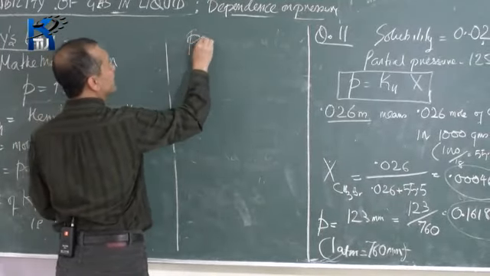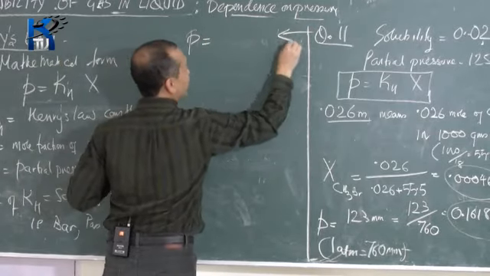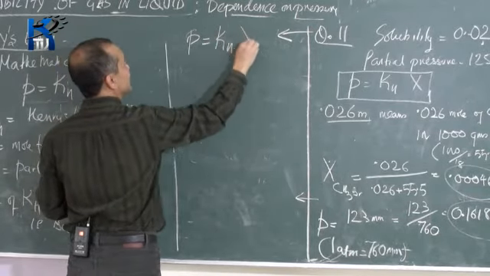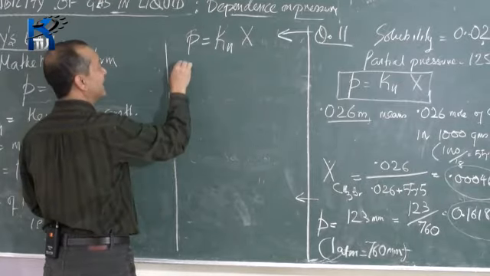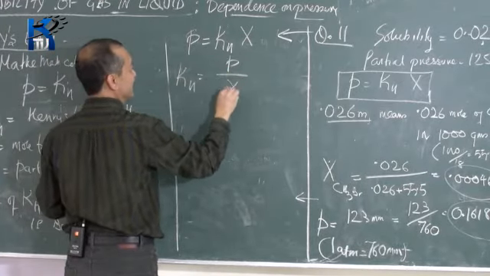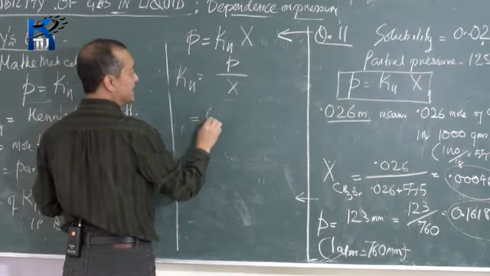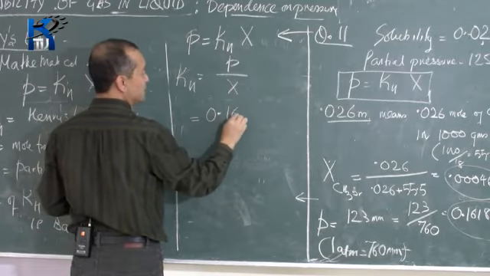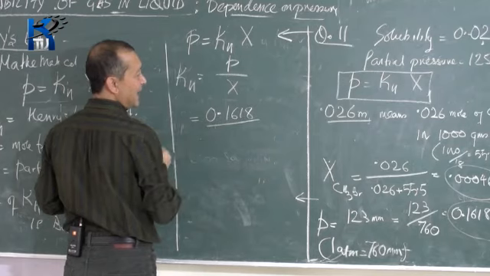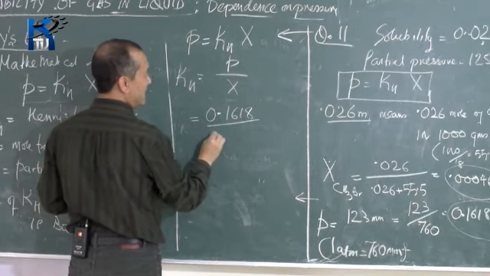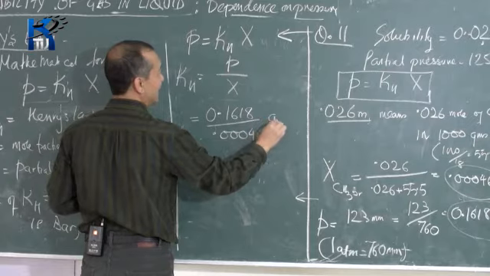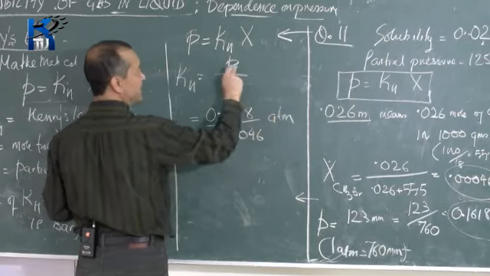So P is equal to KH into X, and KH is equal to P upon X. Now, what is the value of P? The value of P is 0.1618 divided by the value of X, which is 0.00046. And the answer is naturally in atmospheres because P is in atmospheres.